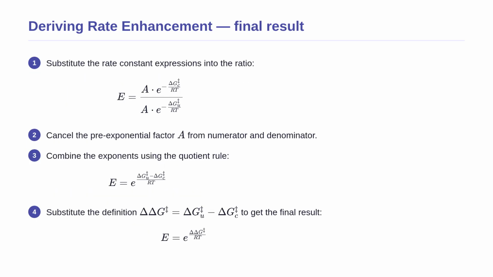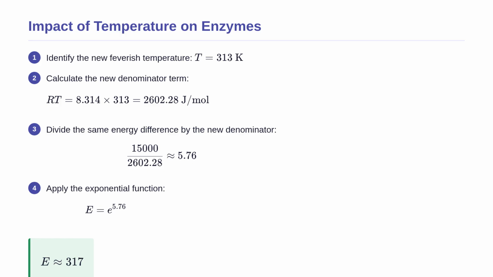Continuing our derivation, we substitute the two Arrhenius equations into our ratio. Because the pre-exponential factor A is the same for both, it cancels out completely. Using the rules of exponents, we can combine the terms by subtracting the catalyzed activation energy from the uncatalyzed activation energy. We define this difference as delta delta G double dagger, the energy saved by the enzyme. And just like that, we arrive at our final rate enhancement formula. The math perfectly mirrors the biological reality. So, we have proven our formula holds.